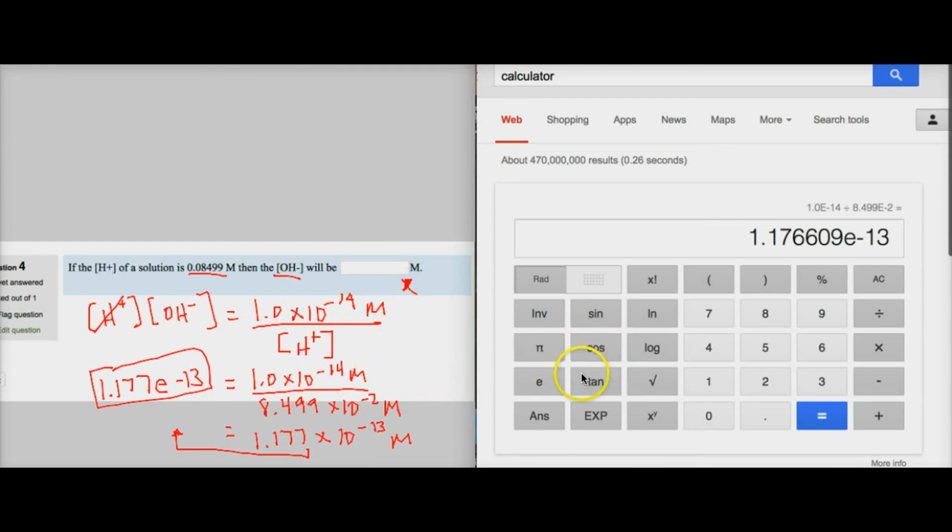Okay, so if you follow these steps to enter scientific notation into the Google calculator, you should be able to work out all the problems in Moodle dealing with scientific notation.